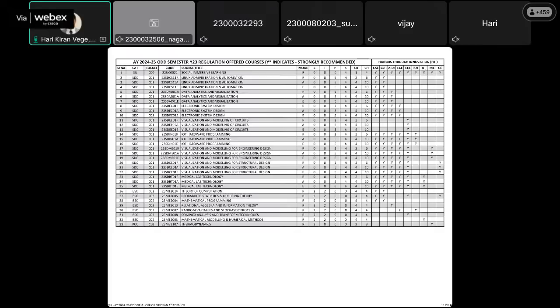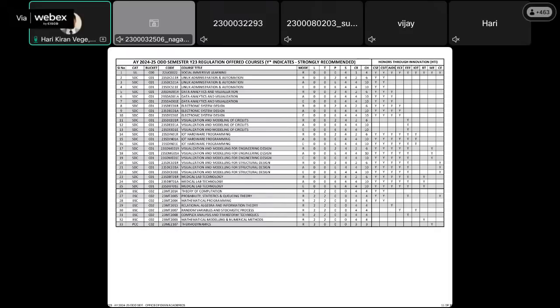Now the question is, wherever there is not even a Y, if it is empty, what should I do? You should not pick it, right? Wherever it is empty, make sure you do not pick that. All right. Now, since so many options are there in C1, can I do two courses from C1? That's a strict no. You have to do a single course from each course bucket. All right. Is that clear?